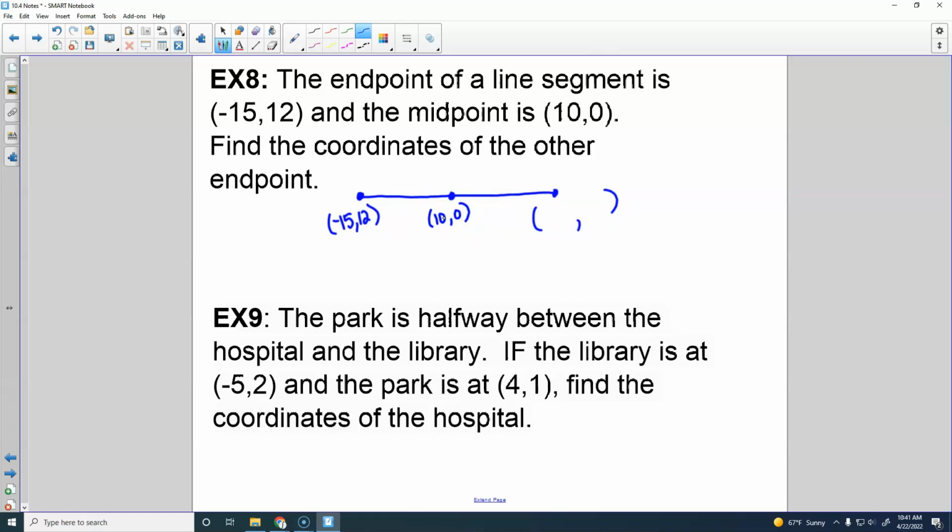Okay, so let's do that same thing that we just did, because I don't have a graph on this one. What do I have to do to get from -15 to 10? I need to add 25. So if I want to get the x-coordinate of my other endpoint, I would need to add 25 again. What am I going to get? 35.